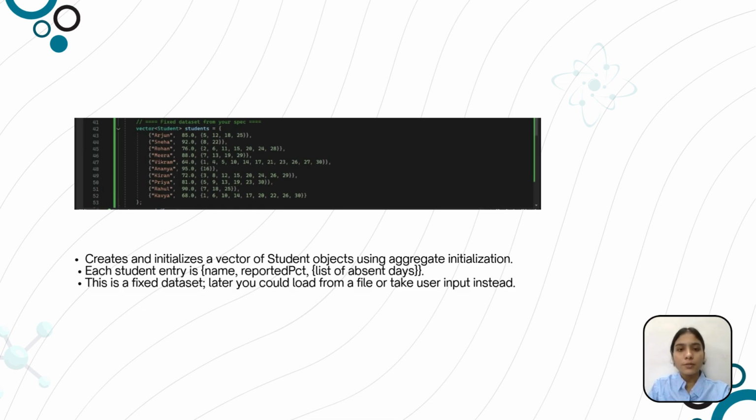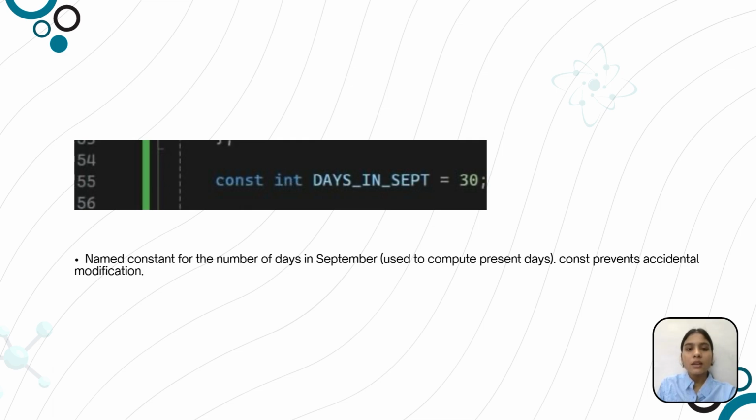Now, this part of the code creates a list of students with their attendance data. Each student has a name, the reported attendance percentage, and a list of days they were absent. Right now, this is a fixed data set written directly in the code, but later we could also load this data from a file or take input from the user. Now, this line defines a constant for the number of days in September, which is 30. We use this to calculate how many days a student was absent. Since it's a constant, the value cannot be changed by mistake.